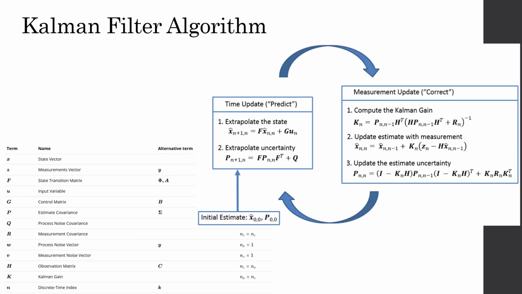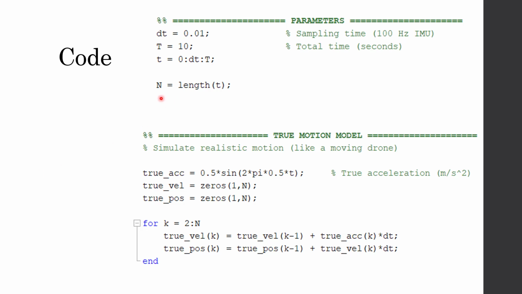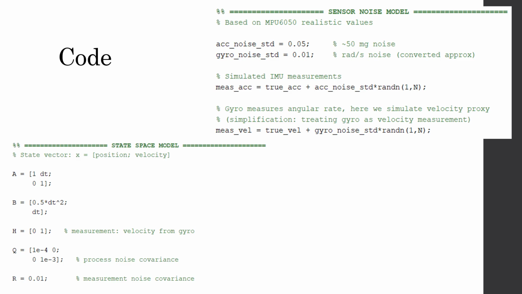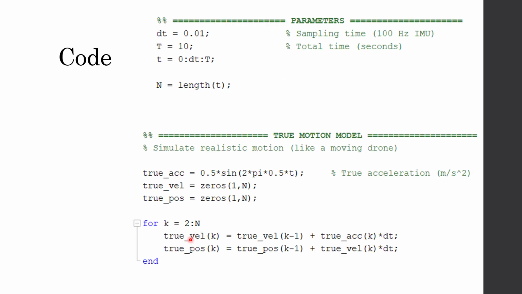Now, how it was implemented in the code: we initially took the time for which the process is running, for example 10 seconds, and the input was defined as 0.5 sine. This is the true acceleration, and the true velocity and position are estimated from this acceleration by using integration. This is the process of integration in discrete time, and these are then used to compare with what the Kalman filter estimates.